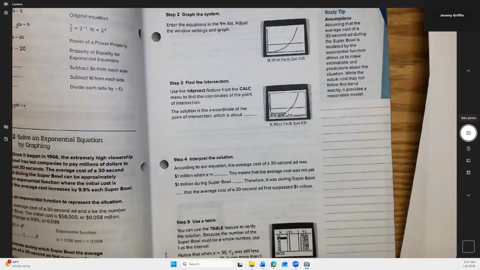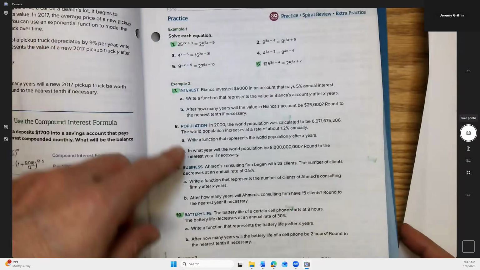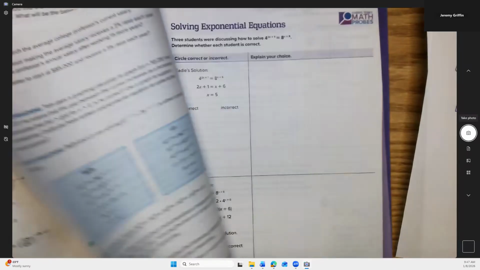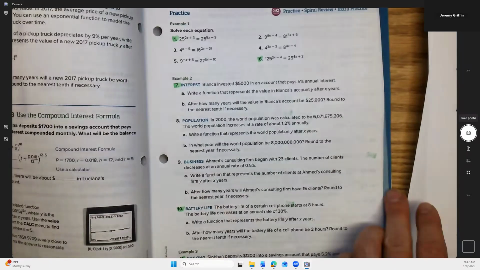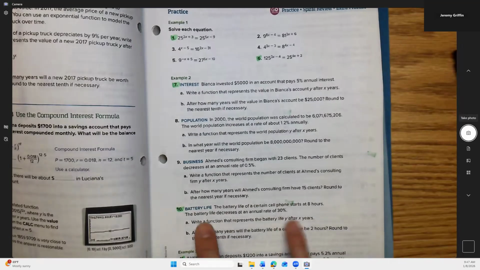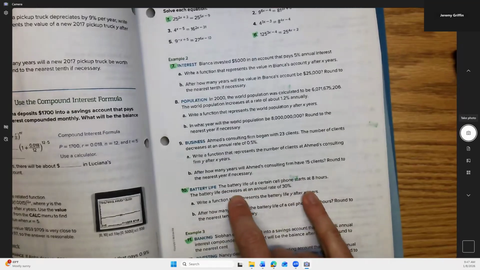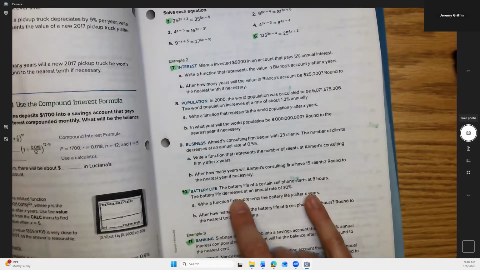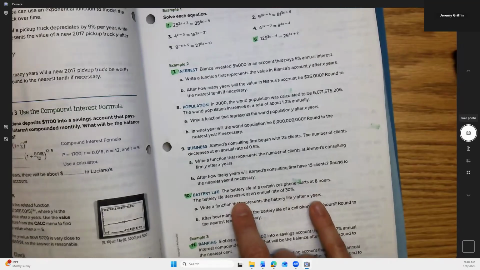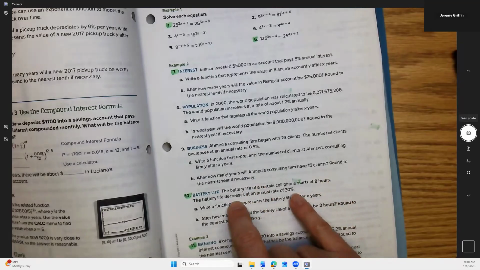All right, what else do they have in here? A lot of these examples are exactly what we just did. I'll do one of these word puzzles with you guys, but otherwise it's pretty much what I just showed you. So let's do number 10, battery life. The battery life of a certain cell phone starts at 8 hours. The battery life decreases at an annual rate of 30%.